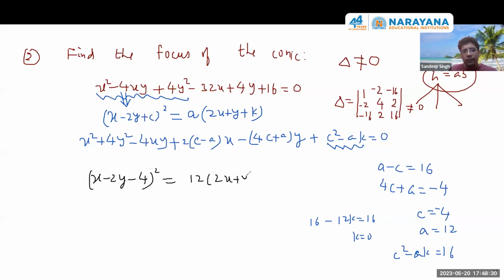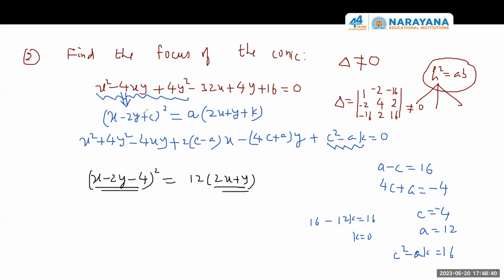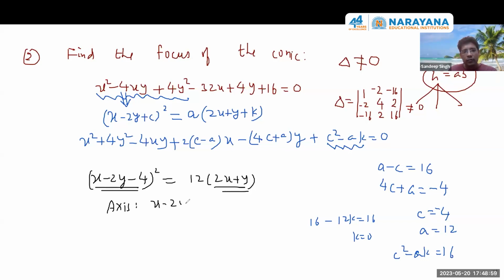So 2x plus y. Now, can you tell me what do these two lines represent on the Cartesian plane? Sir, they are the axis and the tangent at the vertex of the parabola. Yes, two perpendicular lines, but basically for the parabola, what should be there? Tangent at the vertex and the axis. Yes. So y square equal to 4ax. So what is going to be the axis of the parabola? So the axis is going to be x minus 2y minus 4 equal to 0. And the tangent at the vertex?